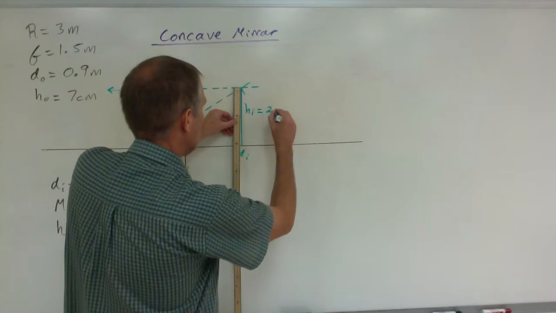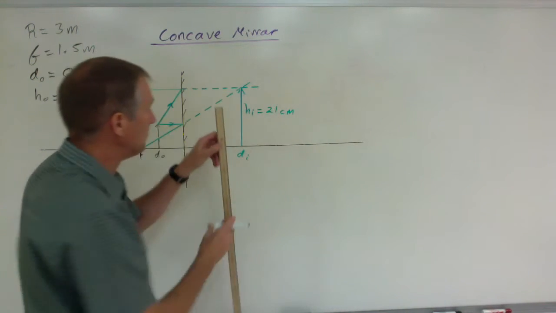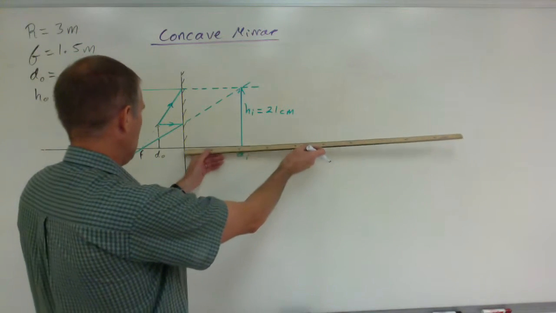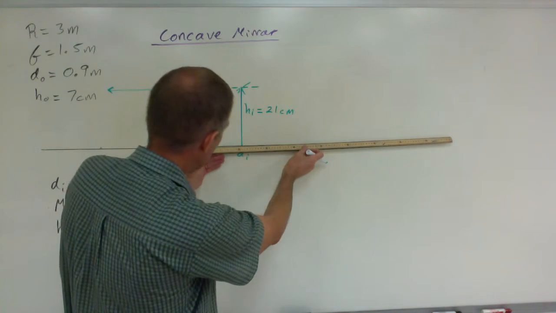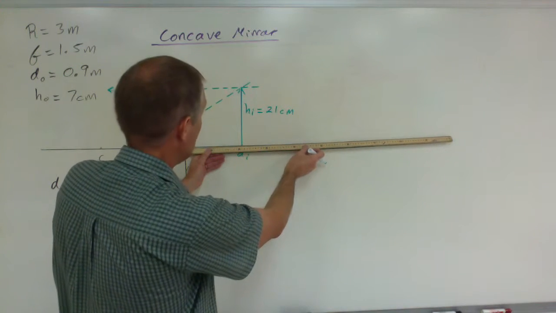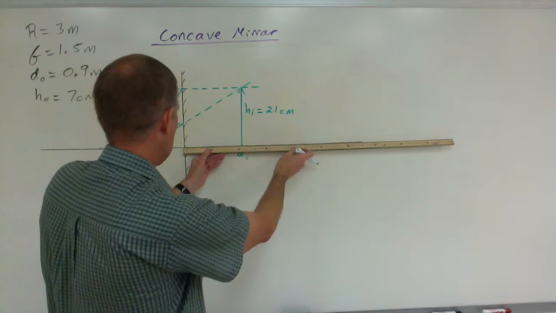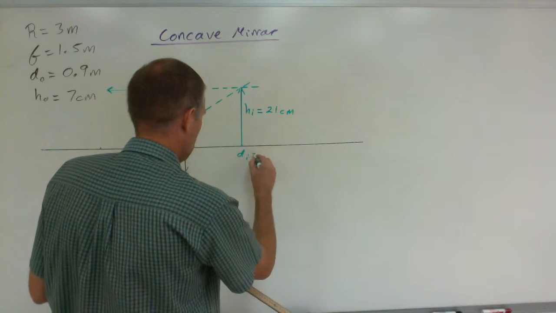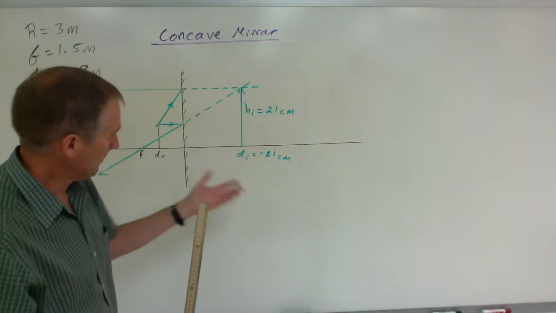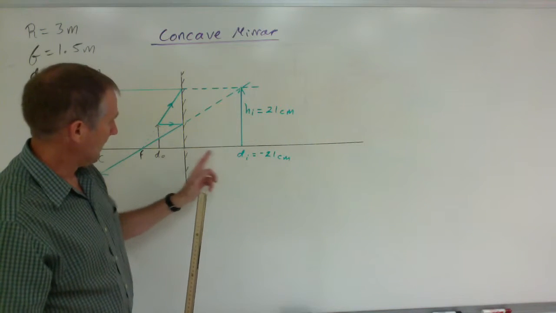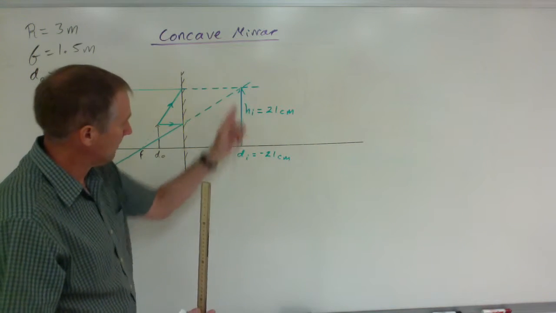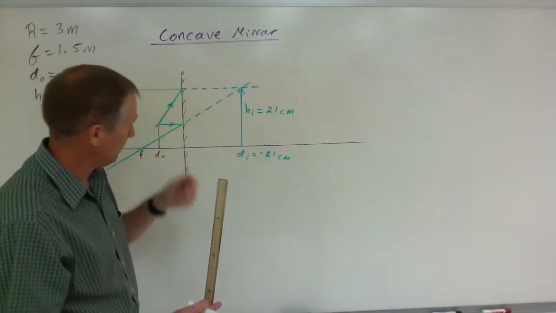We'll do this mathematically to see how I did. It's positive because it's upright, it doesn't flip over. And then let's check this out. That's kind of interesting. Coincidentally, this is about negative 21 DI, negative 21 centimeters. Those two numbers being the same is just coincidental. This is negative because the image distance is behind the mirror. This is positive because it's pointed upright, just like that arrow's pointed up.